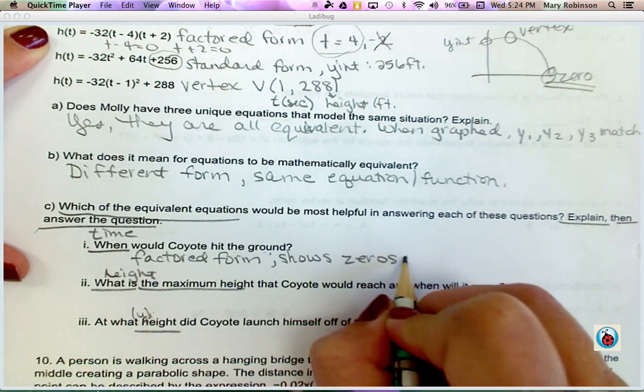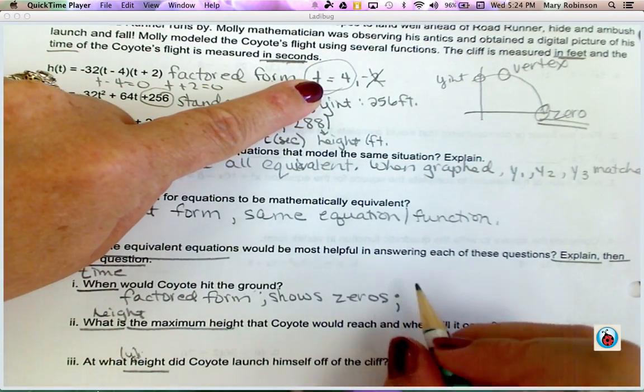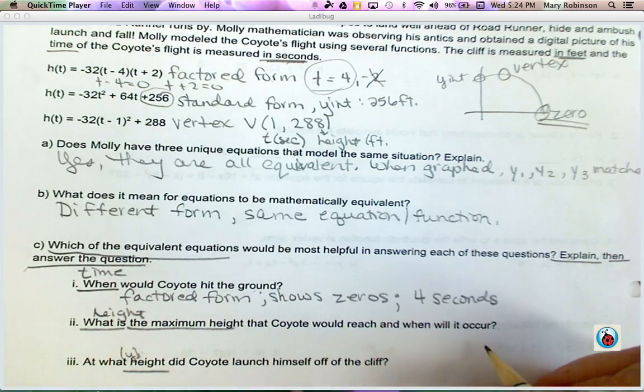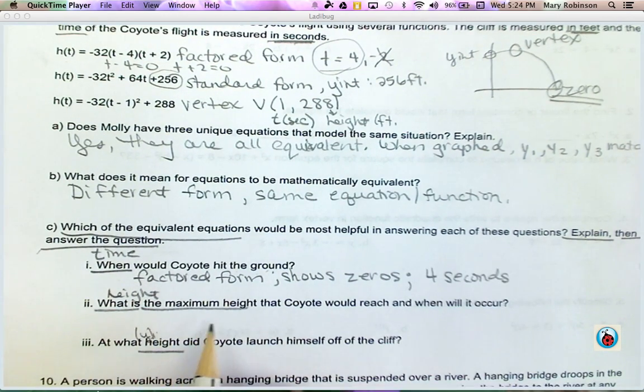When does he hit the ground? He hits the ground at 4 seconds. And you have to put units. Okay? Next, what is the maximum height?